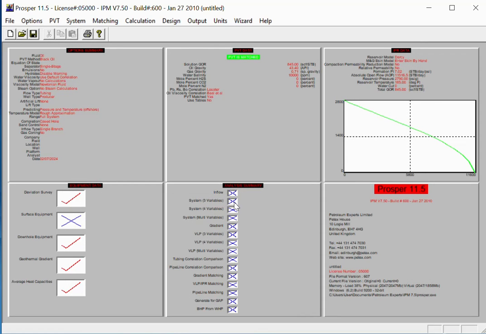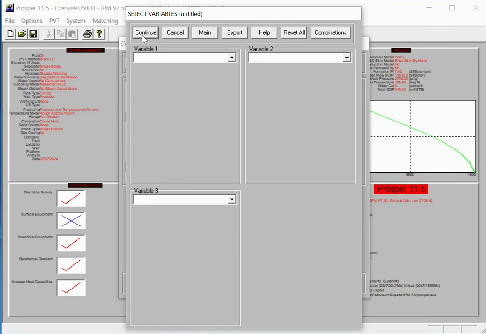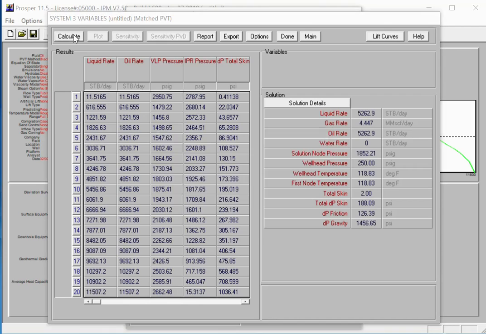Okay, so let's quickly look at the system variables. We want to look at the VLP and IPR intersection to see our flow rate, if it actually matches what we have in real life. So our top node pressure is at 250, water cut is still at 0, so we're not doing any sensitivity. I'll just calculate, and wow, it says our oil rate is at 5,262. That is low compared to what we have in real life, and of course that's the reason why we have to conduct this oil PVT matching.